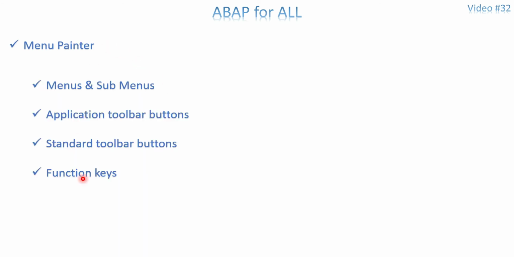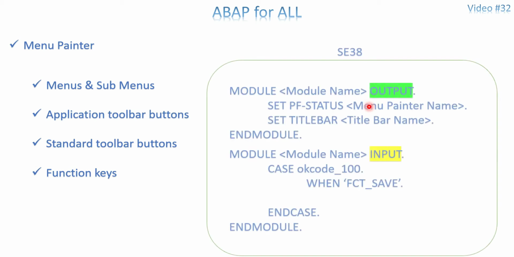In the menu painter, you design everything like menus, application toolbar, and function keys, but the entire coding is coming under SE38. Okay, the same concept: module name output, module name input. Here the point to be noted is that in the SE51 screen painter, you have an option where you can define your module names.